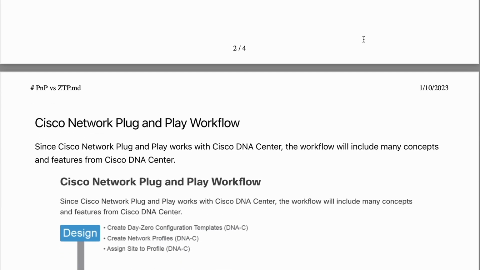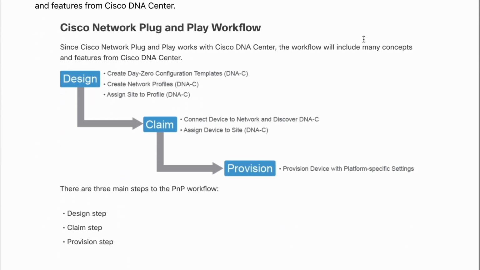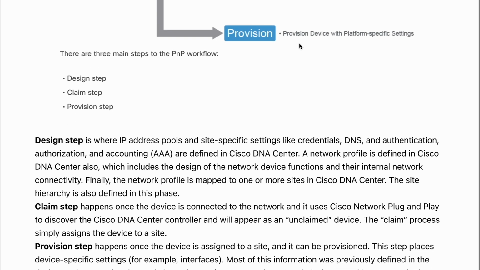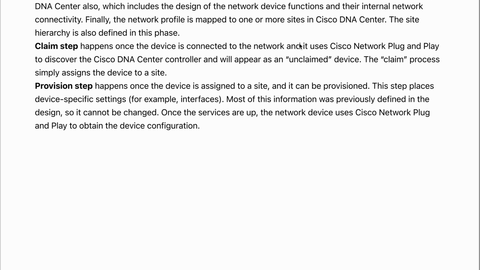Cisco Network Plug and Play workflow. Since Cisco Network Plug and Play works with Cisco DNA Center, the workflow will include many concepts and features from Cisco DNA Center. The design step is where IP address pools and site-specific settings like credentials, DNS, and authentication, authorization, and accounting, AAA, are defined in Cisco DNA Center. A network profile is defined in Cisco DNA Center also, which includes the design of the network device functions and their internal network connectivity. Finally, the network profile is mapped to one or more sites in Cisco DNA Center. The site hierarchy is also defined in this phase.